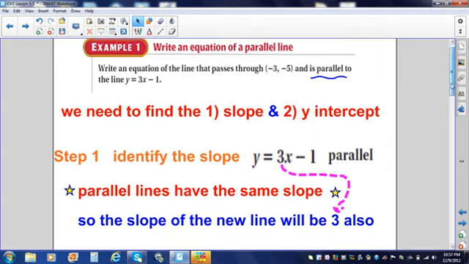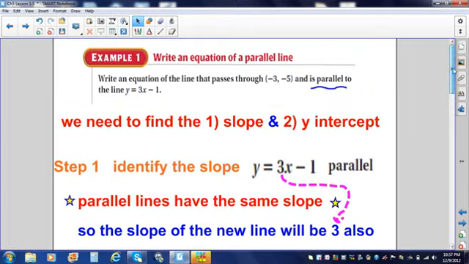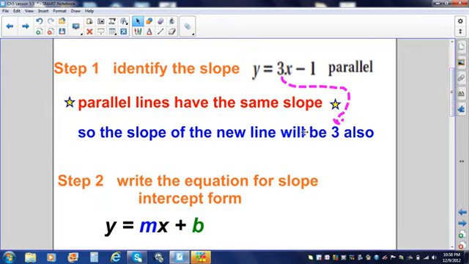Step number 1, we're going to identify the slope. Remember that parallel lines have the same slope. So since they told us the line would be parallel, we know that the slope of the new line will also be 3. Parallel lines have the same slope.